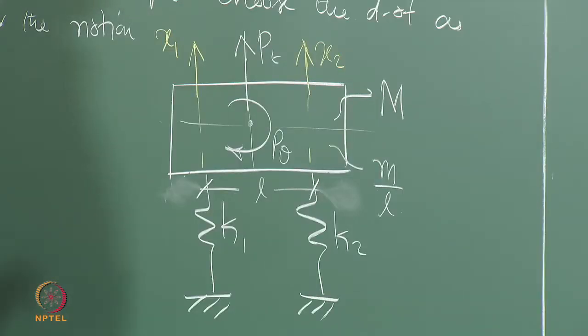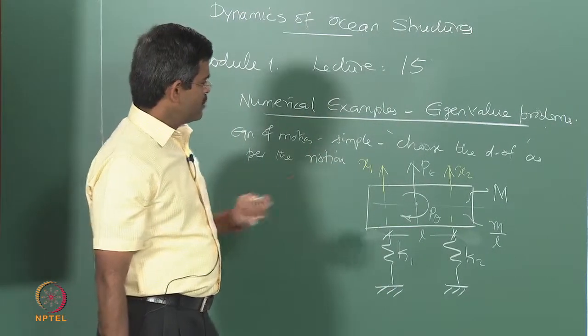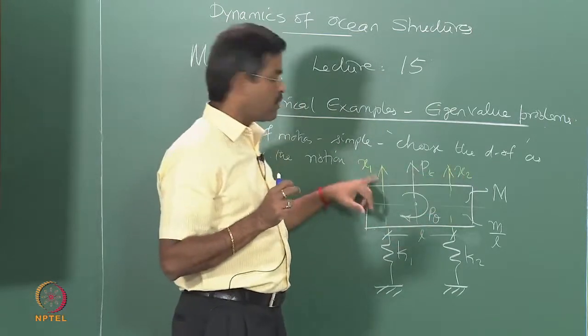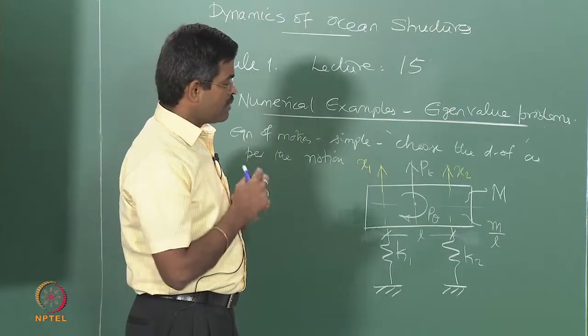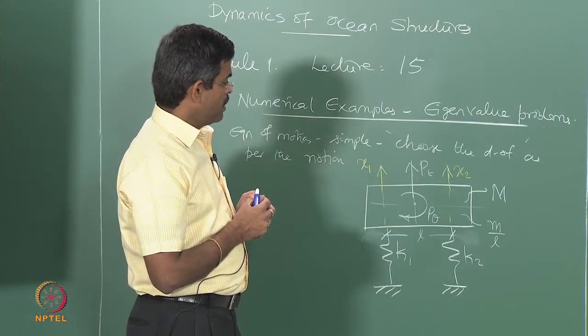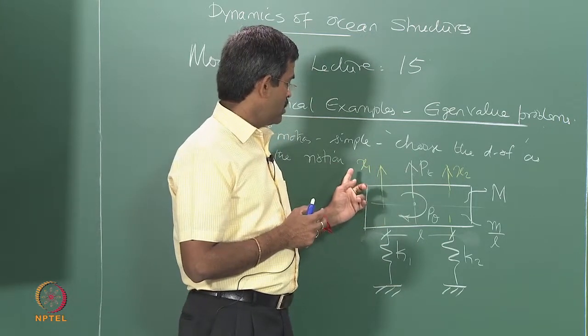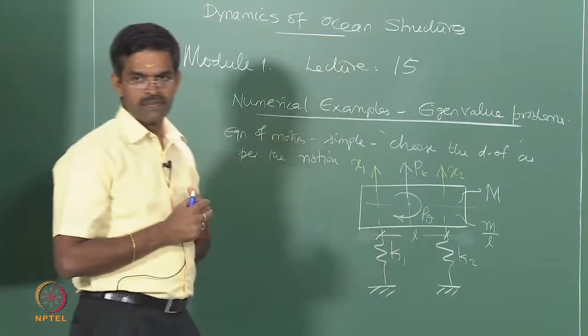So, there are some important observations in this problem. The problem shows that the forces P and P theta are not applied at the point where the degrees of freedom are marked. That is the first observation. The second observation is that the degrees of freedom are marked or selected in locations where stiffness is concentrated.